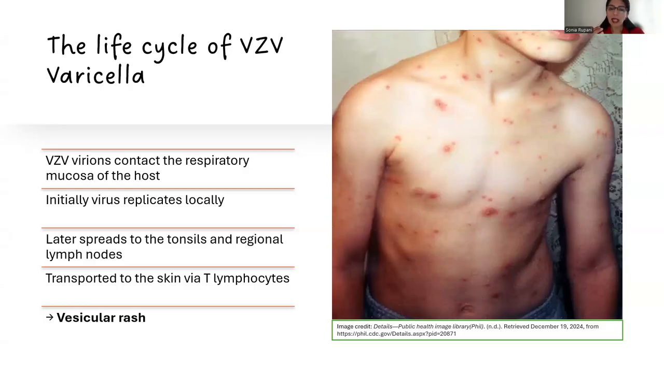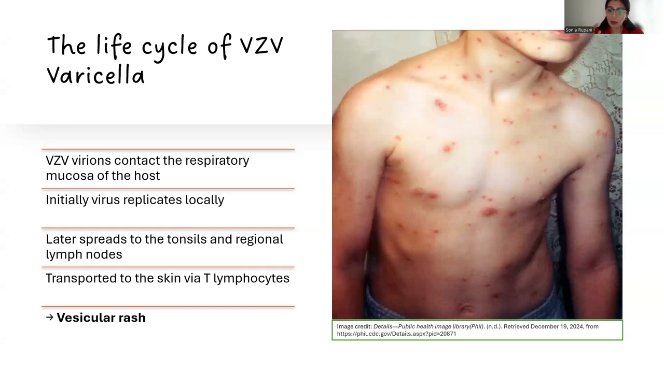Now, we know that even though that rash is cleared, this virus is going nowhere. It is hiding. It becomes dormant in the sensory ganglia and will wait for its opportunity to come back and be reactivated. And that's what causes the herpes zoster, and we'll talk about that.